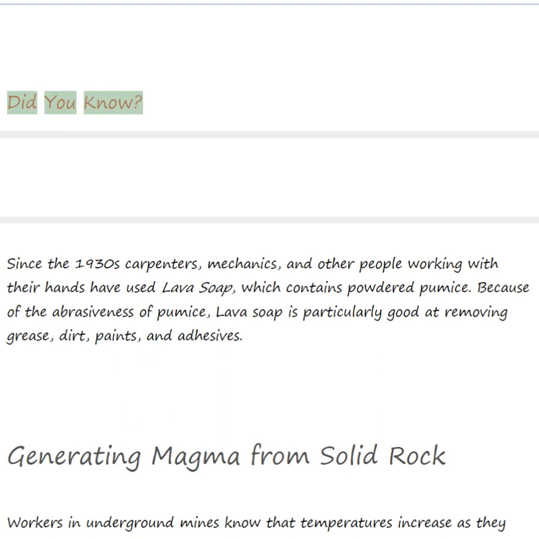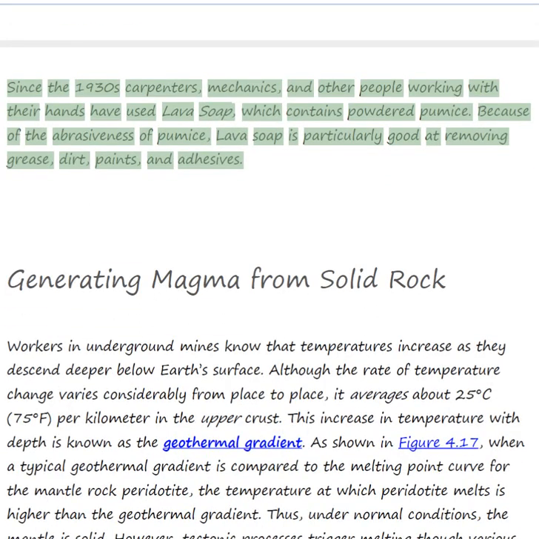Did you know? Since the 1930s, carpenters, mechanics, and other people working with their hands have used lava soap, which contains powdered pumice. Because of the abrasiveness of pumice, lava soap is particularly good at removing grease, dirt, paints, and adhesives.